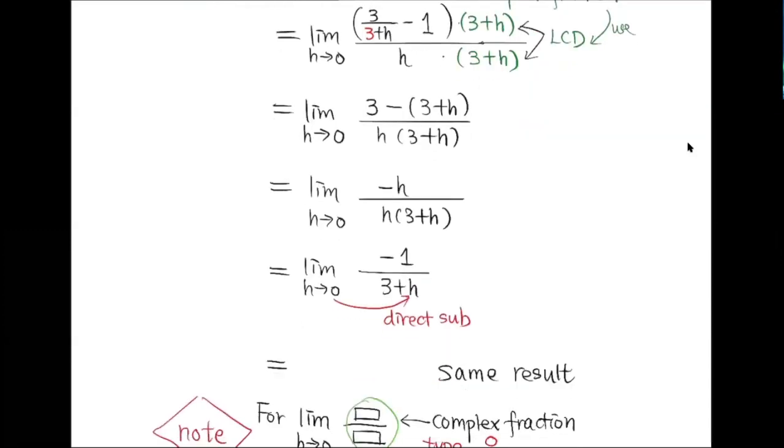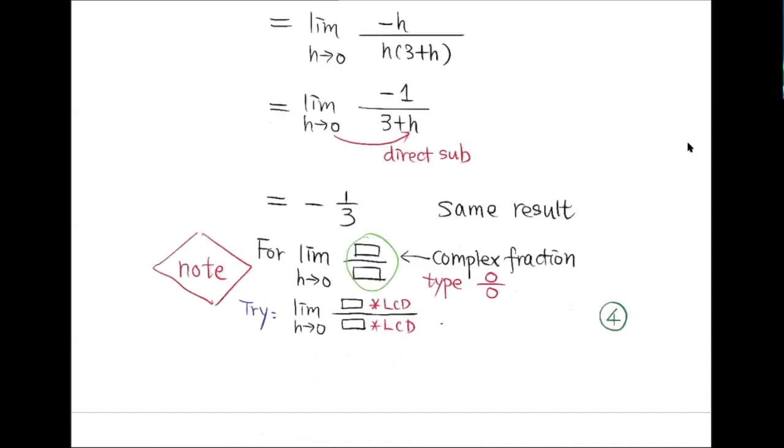And we're taking the limit of this. Now we can do a direct substitution. Substitute h with 0 here. We got -1/3, which is the same result as we're using formula 1. So you can use either formula 1 or formula 2 to calculate the slope.